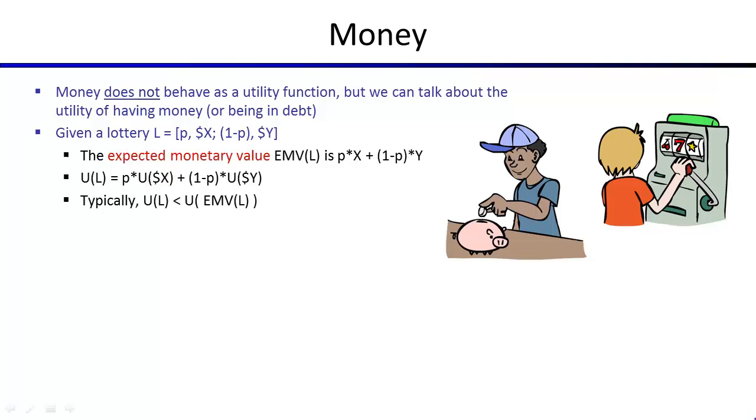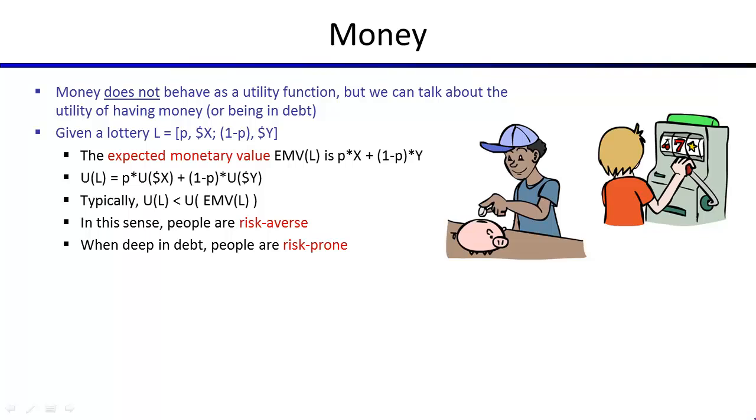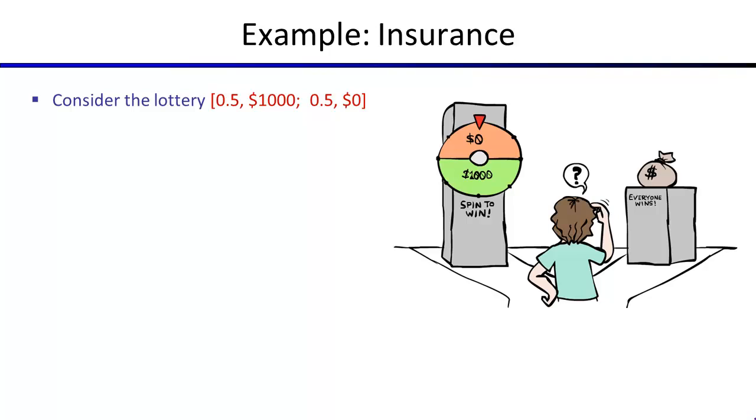Okay, a lottery has an expected monetary value, if it's a lottery over dollar amounts. The expected monetary value of a lottery is what you get when you take the average of the dollar amounts. The utility, however, is the average of the utility of the dollar amounts. It's typically the case that the utility of a lottery is lower than the utility of the expected monetary value. Let's see an example. Let's see this example first, and then we'll go back. Okay, so here's a lottery. This is a lottery where you have a 50% chance of getting $1,000 and a 50% chance of getting none. Okay, you don't know which.